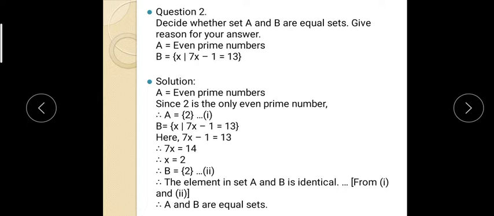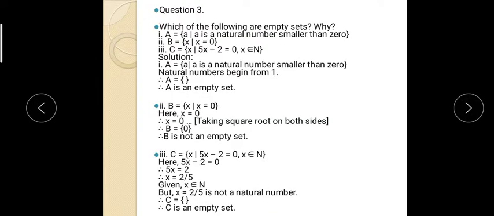Listen, simple questions are there but every step is important. So you have to mention stepwise. Justify means what? Firstly find out how many elements and which elements are in the given set by the listing method. Whatever sets are given, you have to represent them, and after representing you have to justify. Next, question number 3: which of the following are empty sets and why?